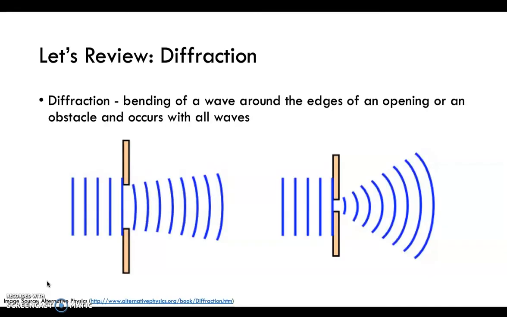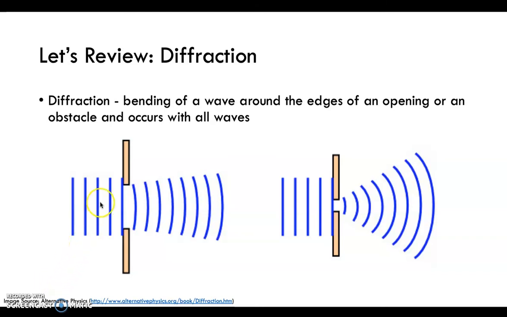So diffraction is the bending of a wave around the edges of an opening or an obstacle, and it occurs with all waves. So remember that light is a wave, so we can apply this to how light will react when it hits an obstacle.